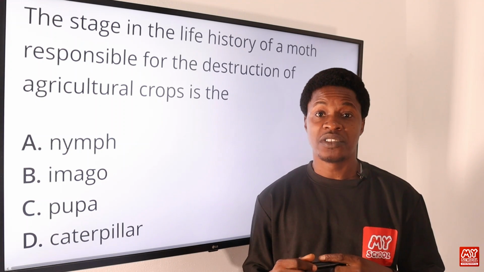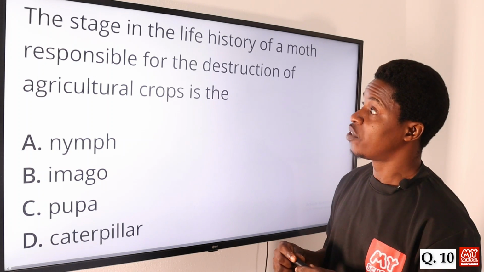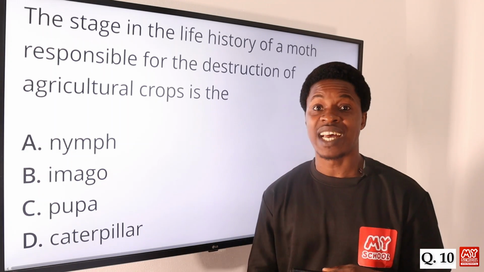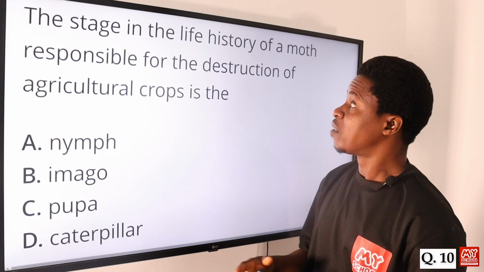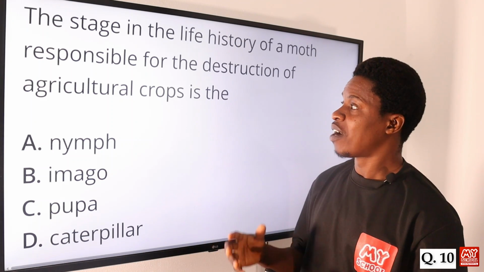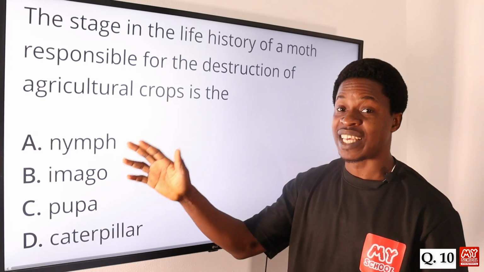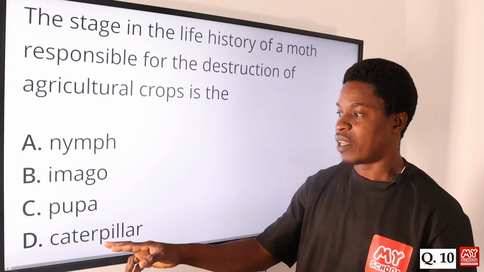Now let's move on to question number 10. The stage in the life history of the moth responsible for the destruction of agricultural crops is the one we refer to as the economic importance of that particular organism. We have the imago, we have the pupa. Of course, these are stages that are present in insects. We have the caterpillar.